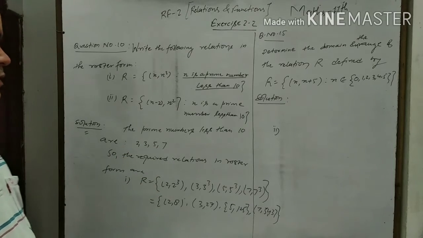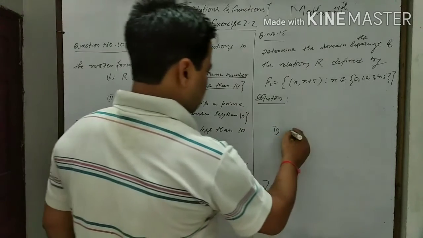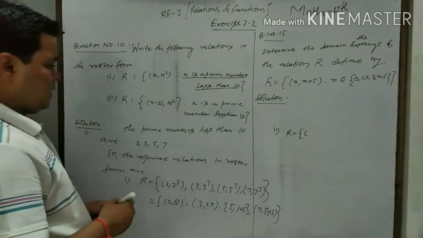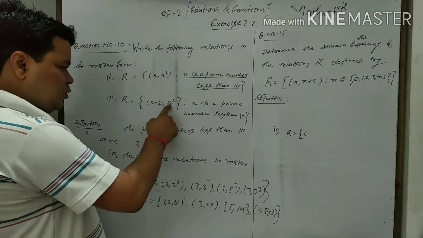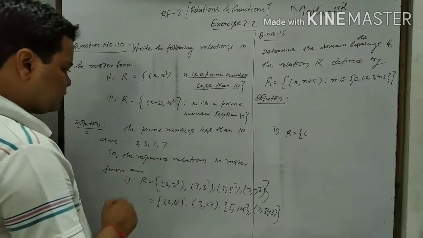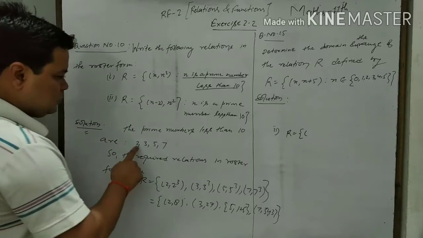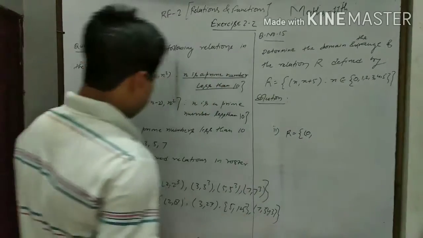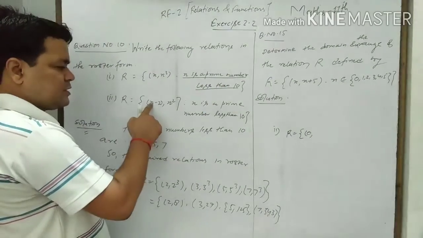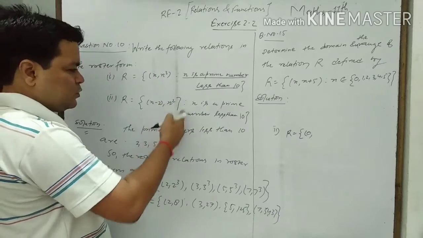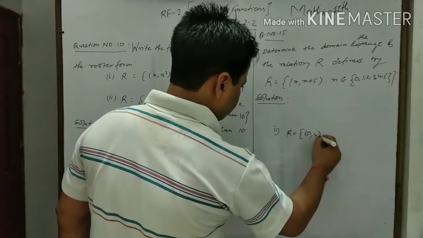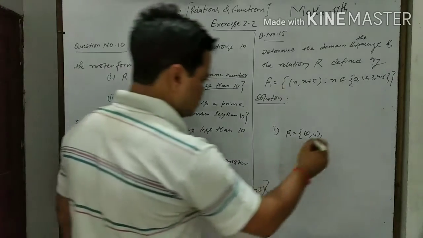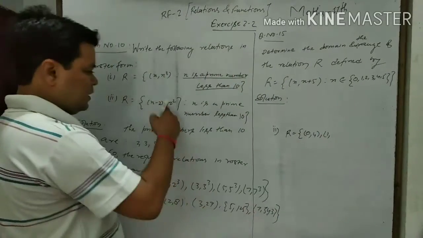So the required relation in roster form, R is equal to, here look, x minus 2, x square. So put x minus 2. The first number is 2. Then 2 minus 2 will be 0. X is 2, here x square means 2 square, that is 4. After that 3 minus 2, that will be 1, and here 3 square means 9.